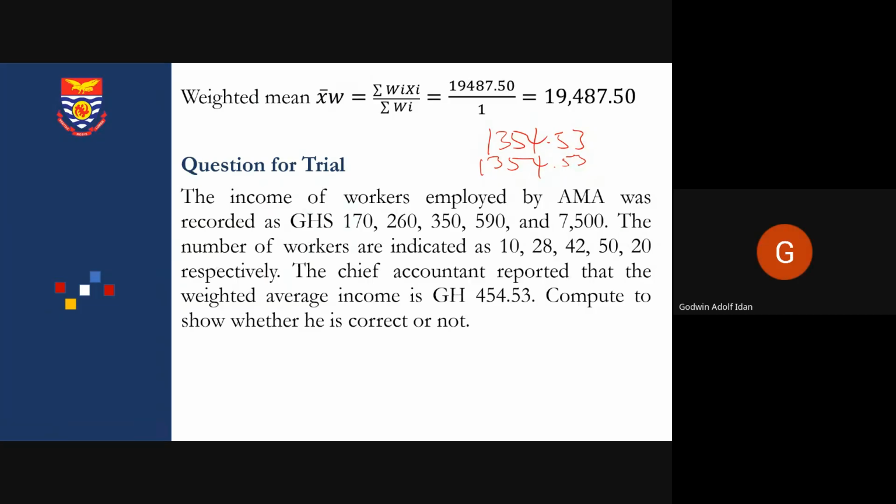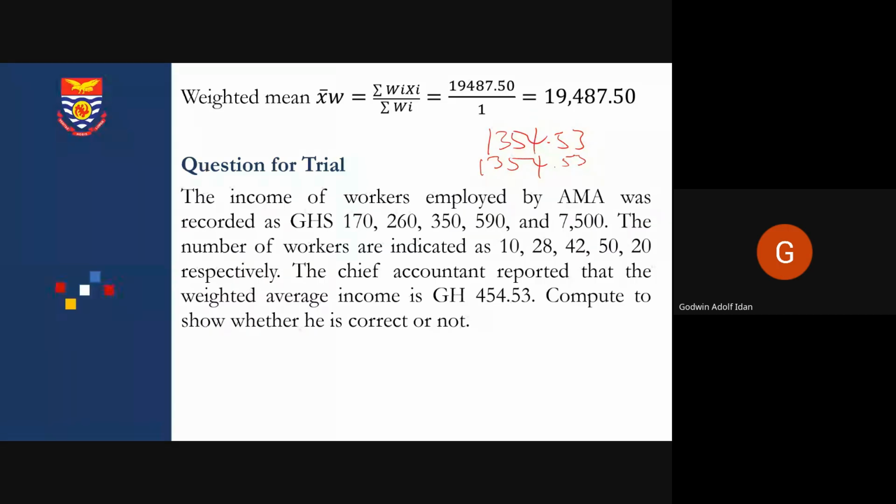Okay. So you have to always pay attention whenever you're given the question. You have to pay attention to which of the values is constituting the weight and which ones are constituting the actual X values. In this case, the income of workers employed was recorded as. So it should tell you that you are interested in the incomes, and so the income values become the X values. And then the number of workers becomes the respective weight.